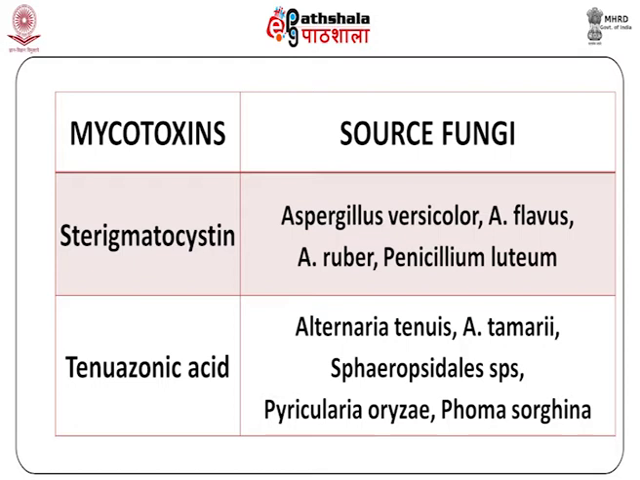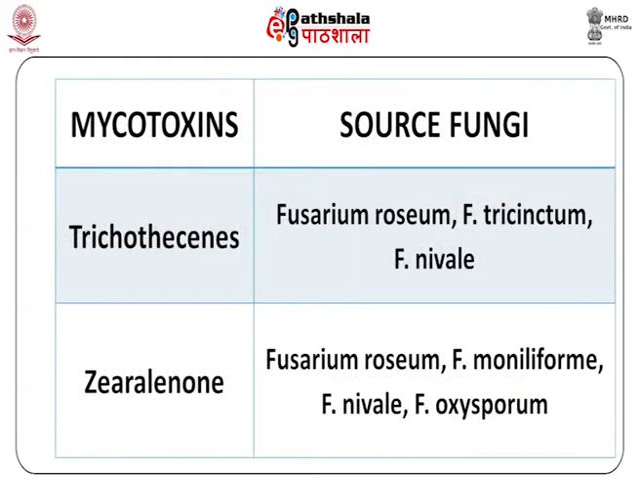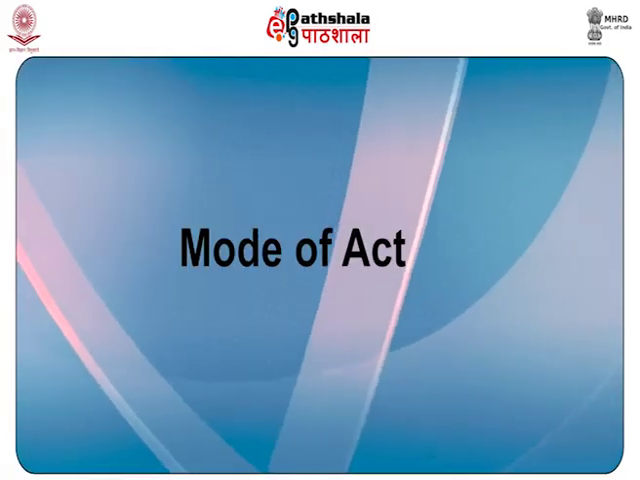Next mycotoxin is tenuazonic acid and the sources are Alternaria tenuis, A. tamarii, Sphaeropsidales species, Pyricularia oryzae and Phoma sorghina. Next is trichothecenes and the sources are Fusarium roseum, F. tricinctum and F. nivale. And lastly, zearalenol and the sources are Fusarium roseum, F. moniliforme, F. nivale and F. oxysporum. Now we will study about the mode of action.